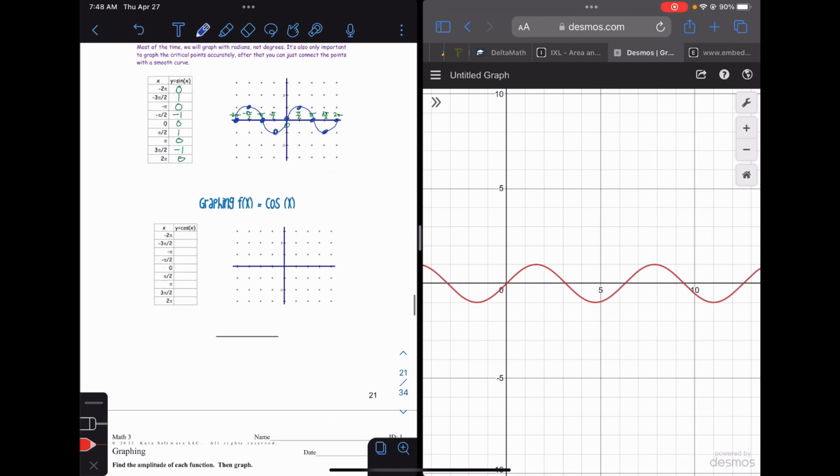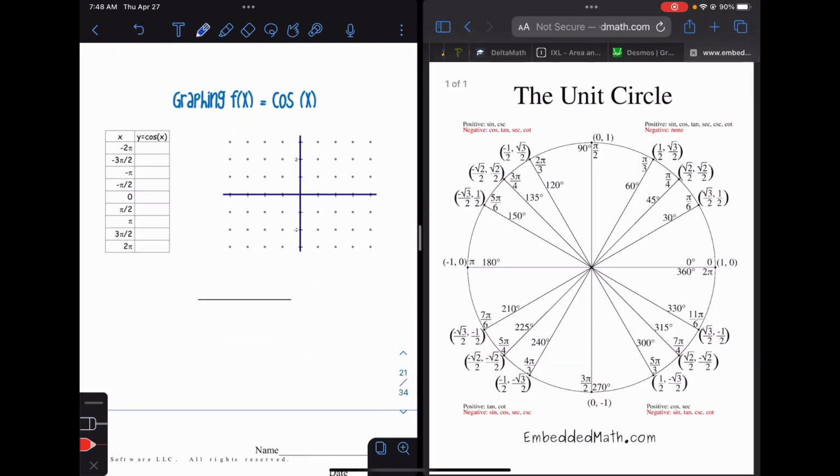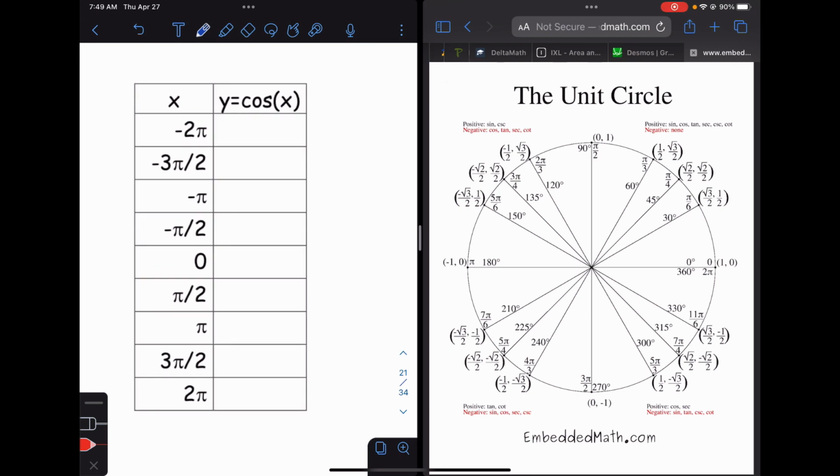Now we're going to try and do the graph of cosine. First, of course, we have to fill in these values. Negative 2 pi is going to be 1, negative 3 pi over 2 is 0, negative pi is negative 1, negative pi over 2 is going to be 0, and 0 is 1. Again, these are all just coming from the unit circle. Then pi over 2 is going to be 0, pi is negative 1, 3 pi over 2 is 0, and 2 pi is, again, 1.